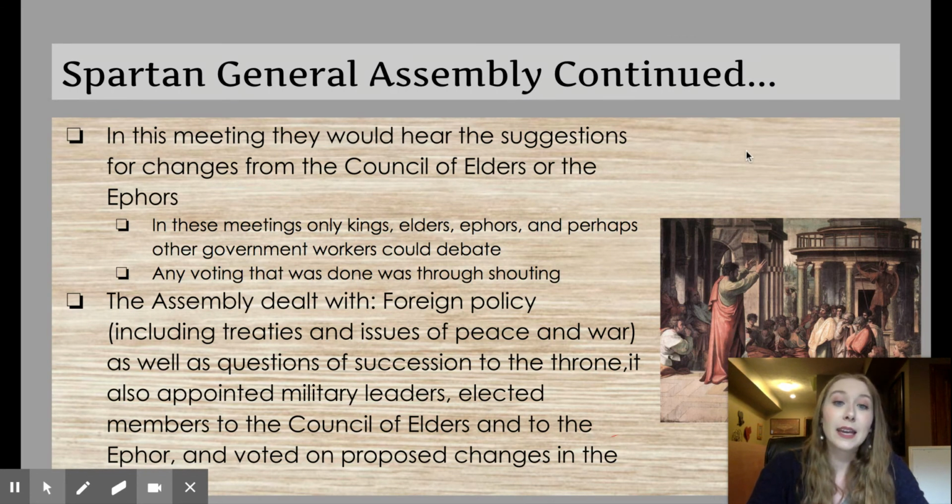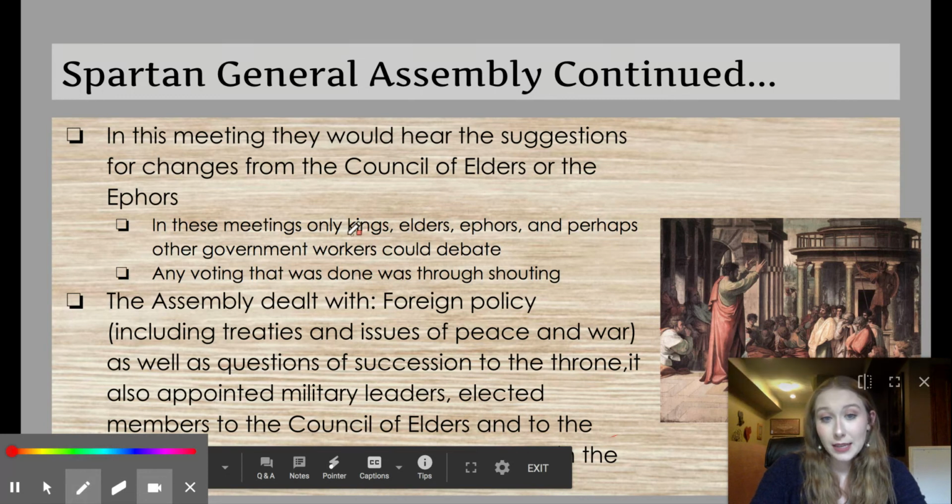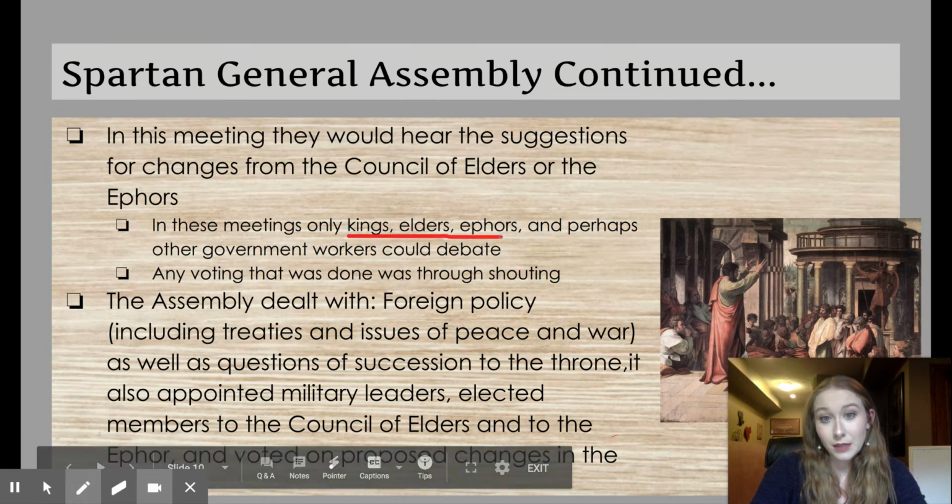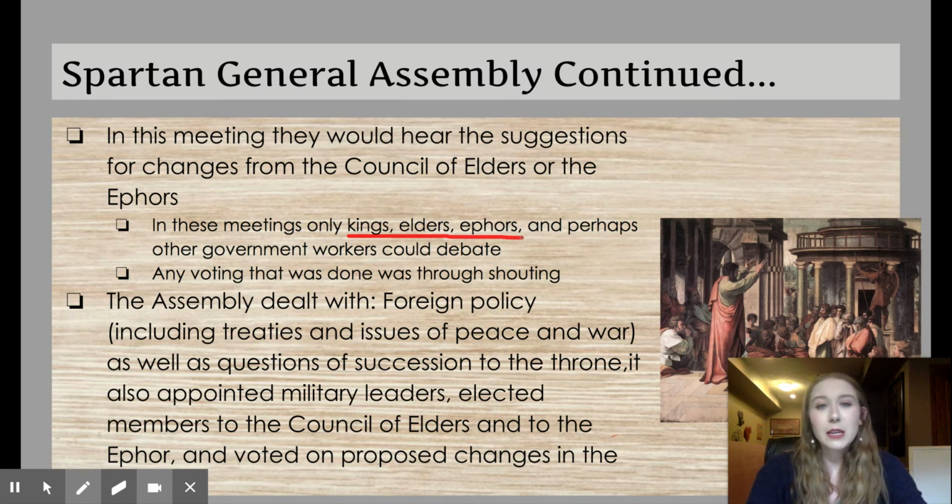In these meetings that they held, they're going to hear the suggestions for changes from the Council of Elders, or these changes could come from the emperors. So they're going to hear all of these different suggestions. Now, the General Assembly members themselves can't debate on any of the suggestions. The people who can debate are only the kings, the elders, and the emperors, and then maybe anybody else who's a government worker. Maybe somebody who's not part of the General Assembly or any one of those other government organizations, but maybe they're involved heavily with the education school for the boys who are learning how to fight. Maybe they can speak, okay?